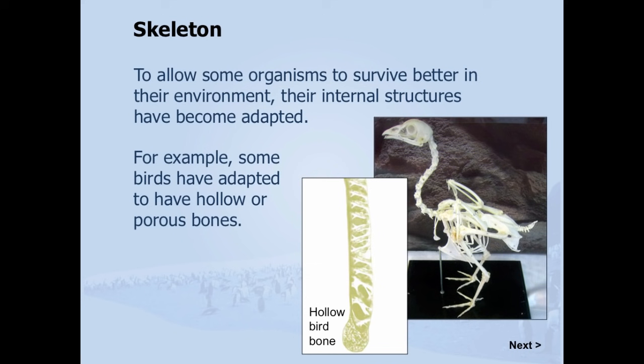So, for example, birds tend to have a very hollowed or porous skeleton. Can you think of why this would be such a good adaptation for birds? I want you to write this in your Cornell notes because we're going to discuss it tomorrow. So, how do you think having hollow or porous bones would be a beneficial adaptation to birds?